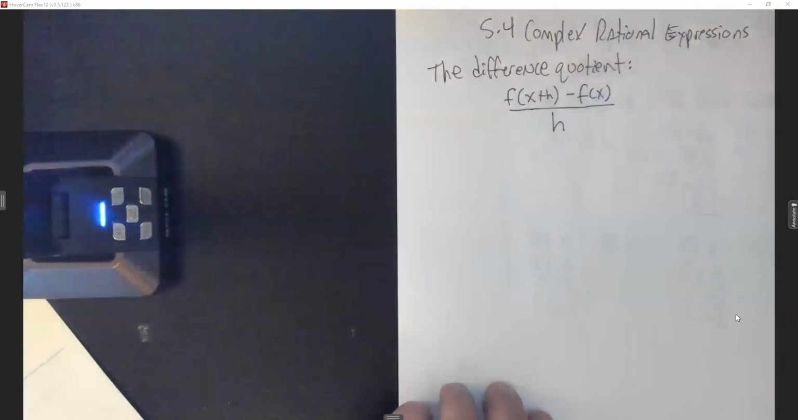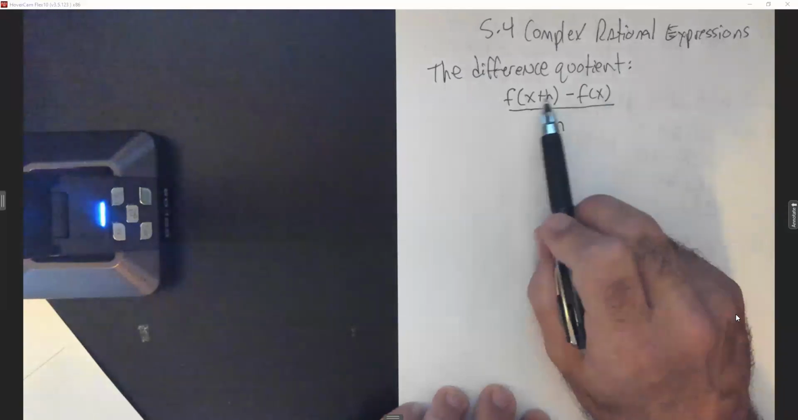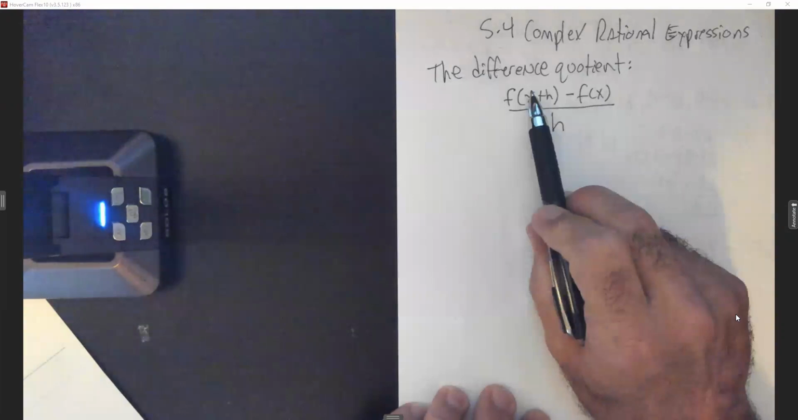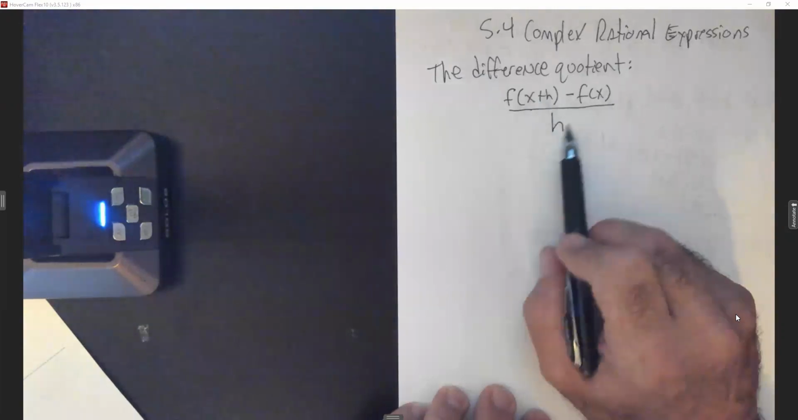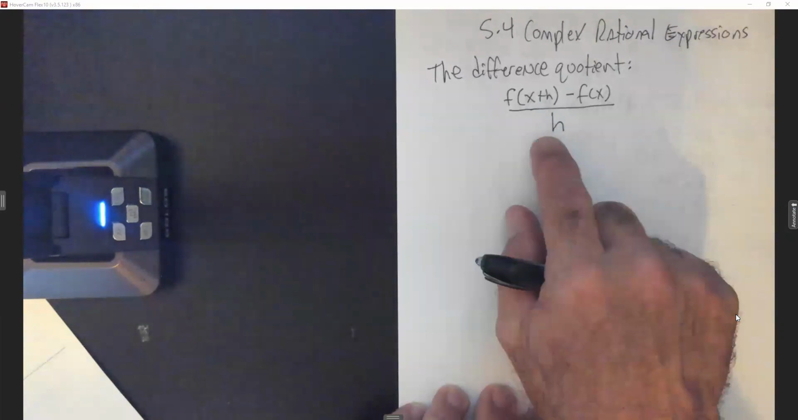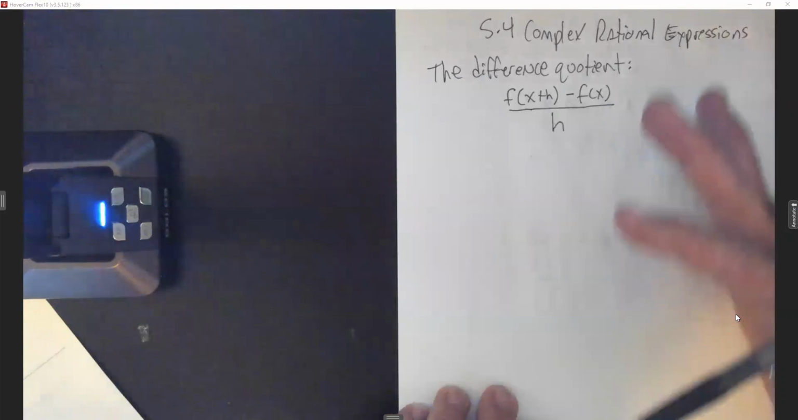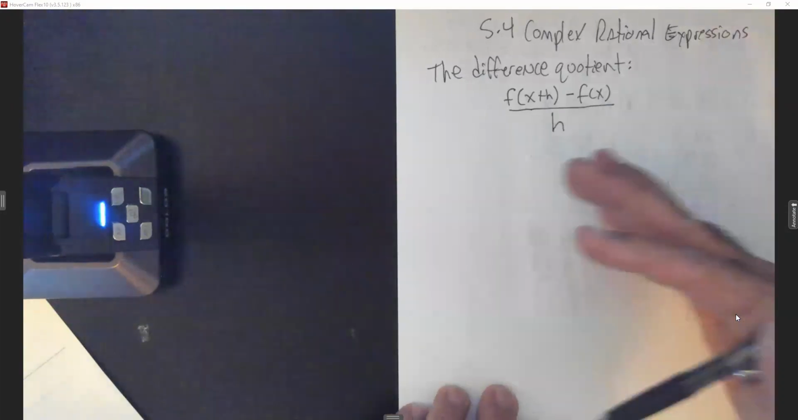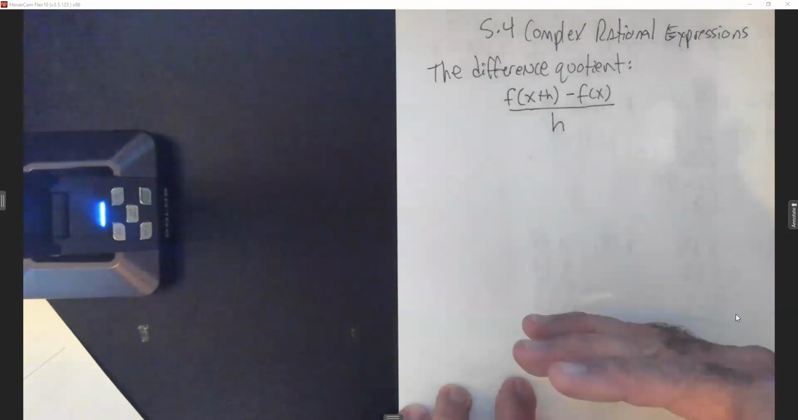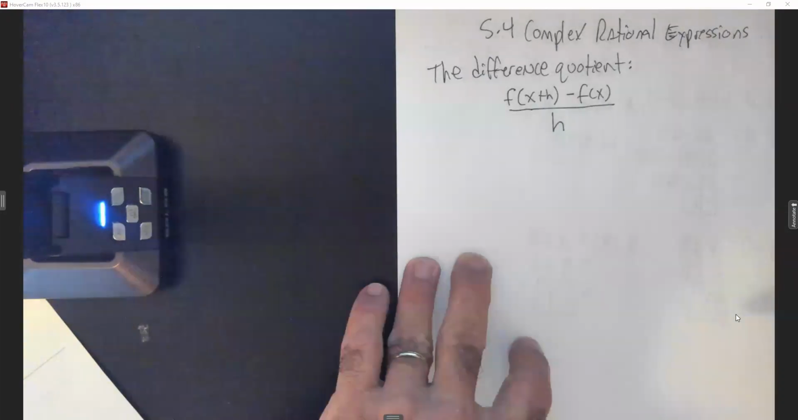So I'll explain how they got this. This f of x plus h minus f of x is like the y2 minus the y1 stuff. The h is the difference between the x values, which would be like x2 minus x1, would give me that h value. So this is just a fancy sort of slope formula that you can use on any line for any point. It doesn't just have to be a straight line to use the difference quotient.